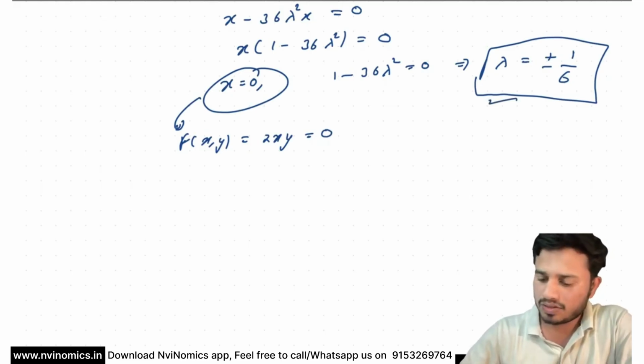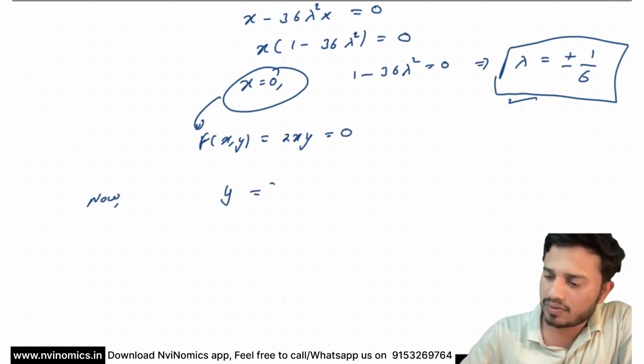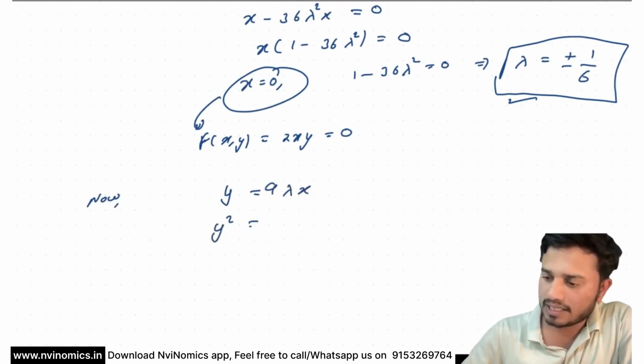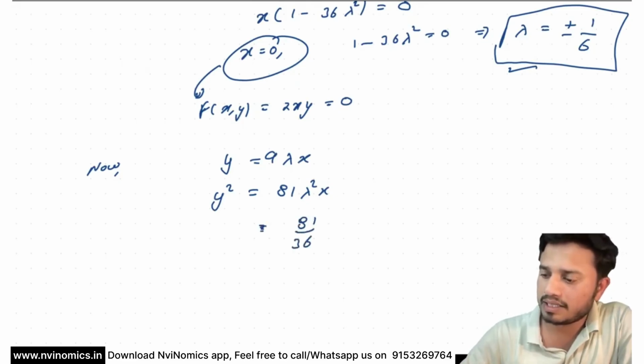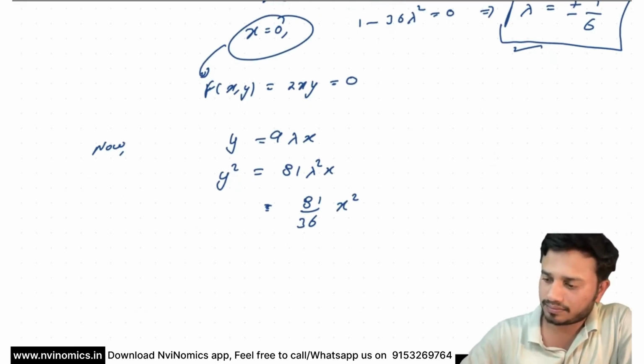Okay. So now similarly we have y equals to 9 lambda x. That implies that y square will be 81 lambda square x square. That means it would be 81 by 36, putting lambda square, x square.